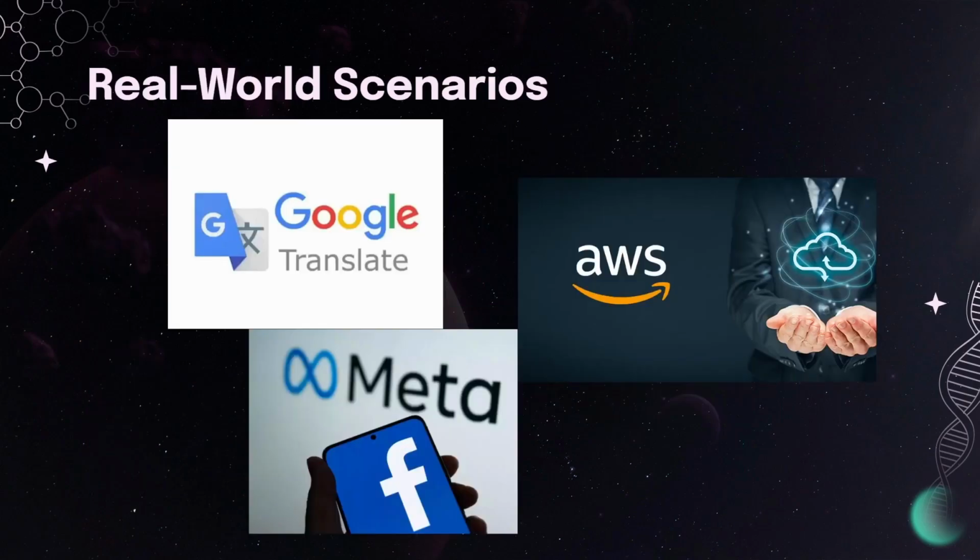Here are some examples of how model compression is being used in the real world. Google Translate uses model compression to reduce the size of its translation models so that they can be deployed on mobile devices and other devices with limited computing resources. Facebook AI uses model compression to reduce the size of its image classification models so that they can be deployed on mobile devices and other devices with limited computing resources. Similarly, Amazon Web Services, or AWS, offers several model compression services that can be used to reduce the size of machine learning models before deploying them to the cloud.